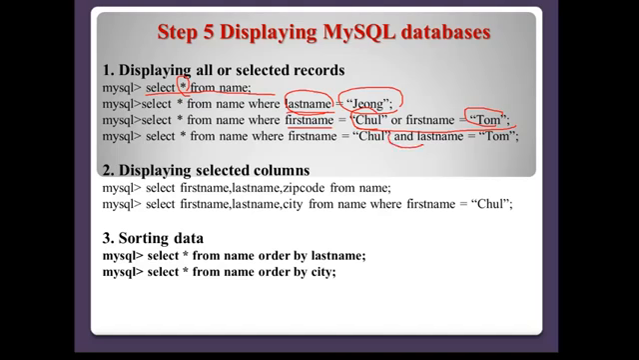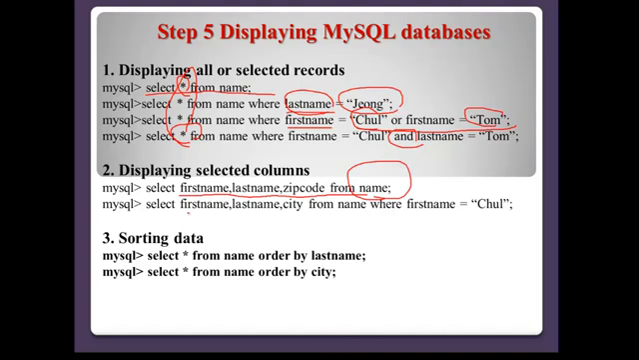But sometimes we can use and instead of or. In this case, only first name must be Char and the last name must be Tom. In this case, we can find this data. Number 2, displaying the selected columns. In number 1, I just use a star. Star means all columns. But in number 2, we can write the exact column names.